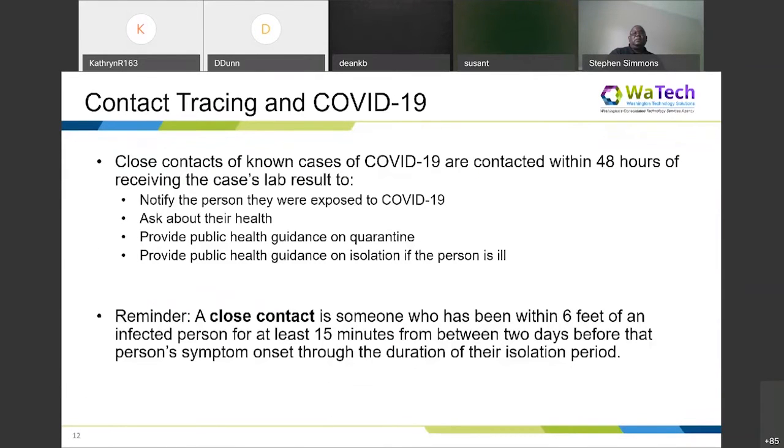So for a contact tracer, they are contacting people within 48 hours of a lab case, and then they're notifying the people that may be exposed, and they ask several questions. I have slides later about some of the specific information that they're gathering, but this is just a reminder that a contact is going to be somebody that has been with an infected person for at least 15 minutes, a couple days before the onset of symptoms.